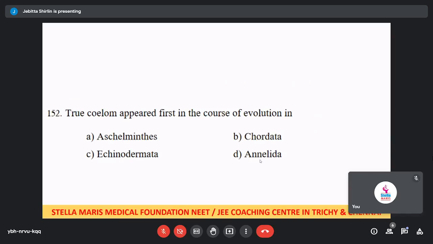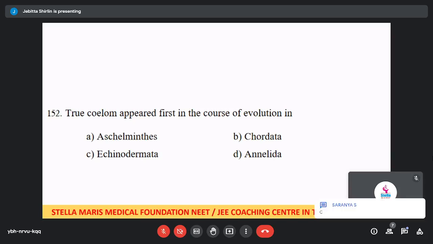Next question. True coelom appeared first in the course of evolution in. So you will have to identify the organism where the coelom first seemed to appear. Good evening, Vidyashri. That is question number 2. Options are option A, Arthropoda, option B, Chordata, option C, Echinodermata, and option D, Annelida.